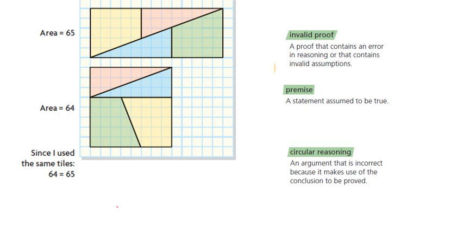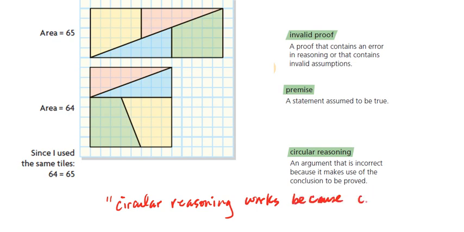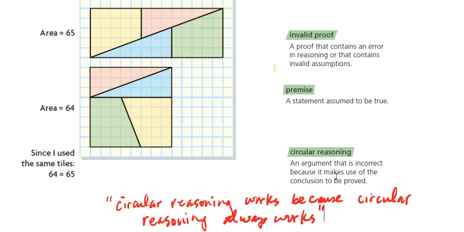I don't know if you've ever heard this, but this is an example. Circular reasoning works because circular reasoning always works. Right? So that sounds silly, but circular reasoning works because circular reasoning always works. I mean, it always works, so that's why I'm using it.